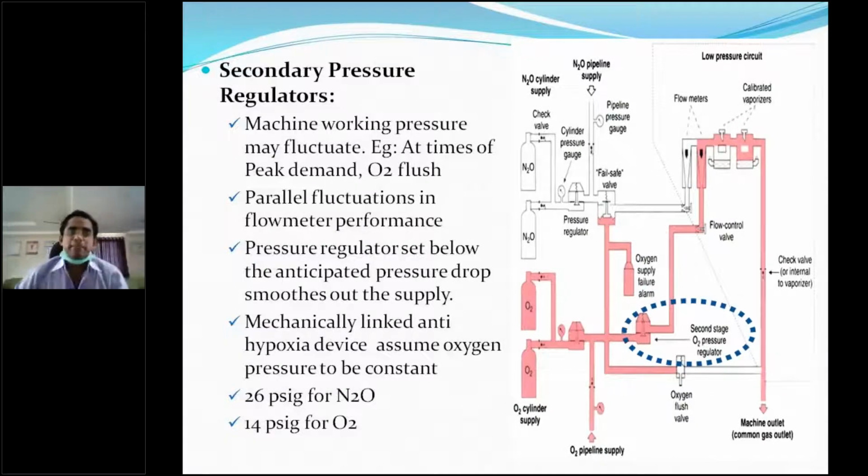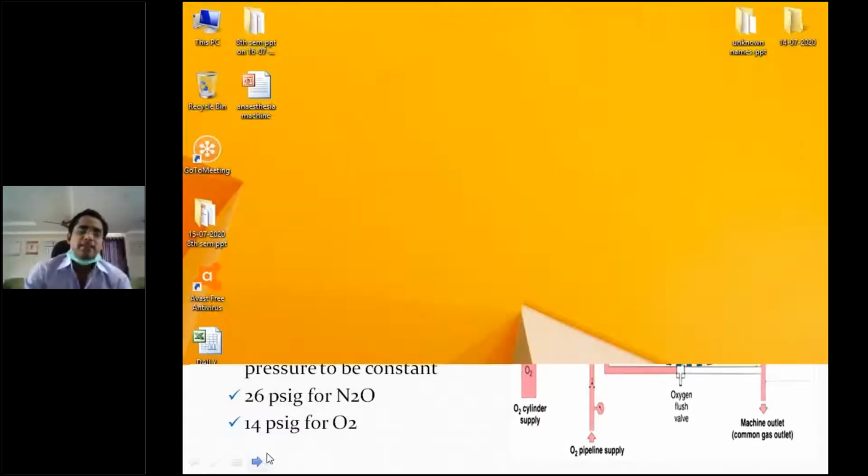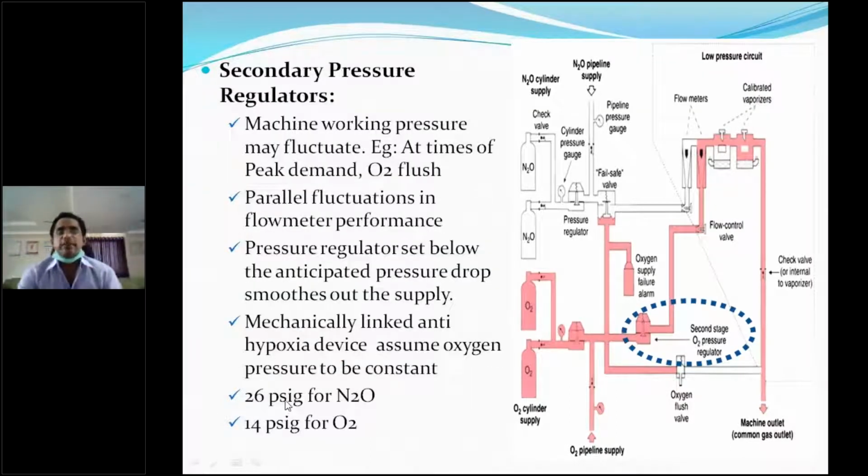Now coming to secondary pressure regulators. Where are they mounted? They are mounted close to the vaporizers. So here, this is the second stage oxygen pressure regulator. These secondary regulators cause a further reduction in the pressure from the primary pressure regulators. This decreases the pressure to 26 pounds per square inch gauge for nitrous oxide and 14 pounds per square inch gauge for oxygen, which is almost half of the nitrous oxide pressure.